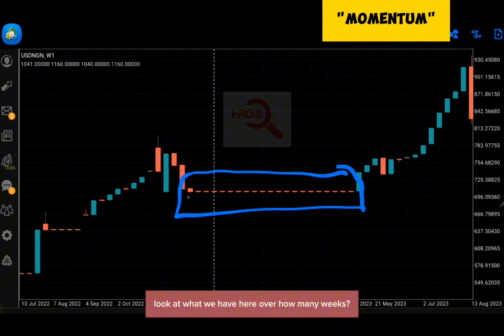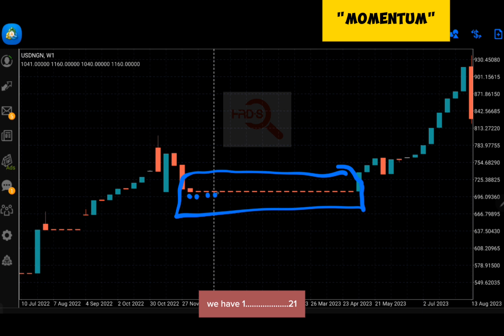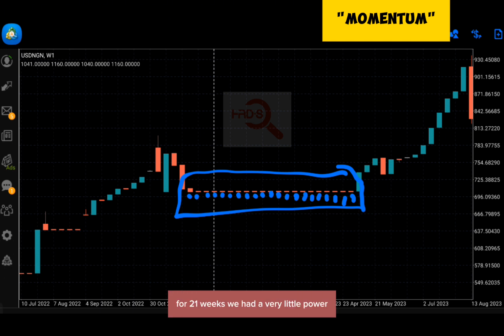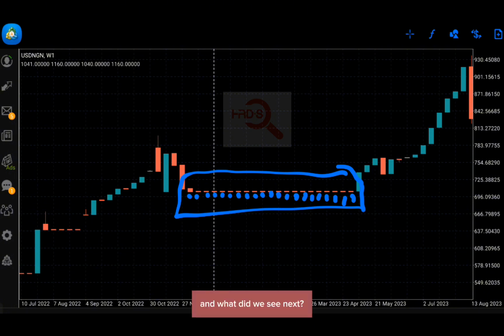Over how many weeks? We have 1, 2, 3, 4, 5, 6, 7, 8, 9, 10, 11, 12, 13, 14, 15, 16, 17, 18, 19, 20, 21. For 21 weeks, we have very small bearish candles of almost the same size. I'm using USD NGN. For 21 weeks, we have a very little power of the bearish people acting on USD NGN. And what did we see next?